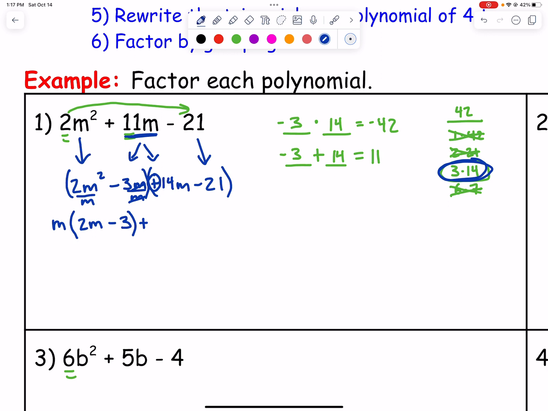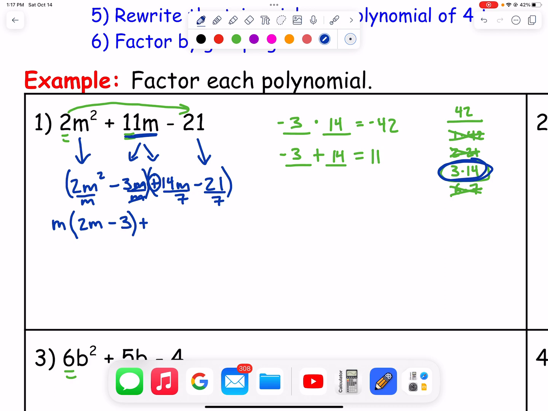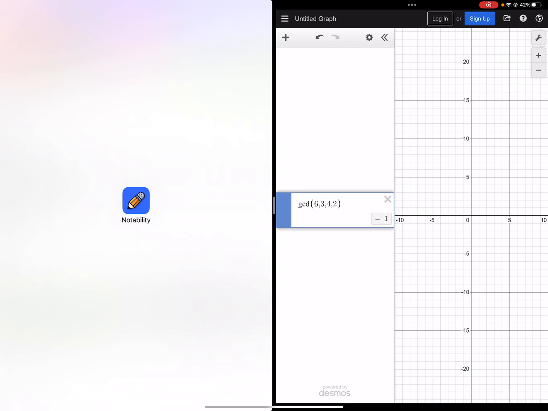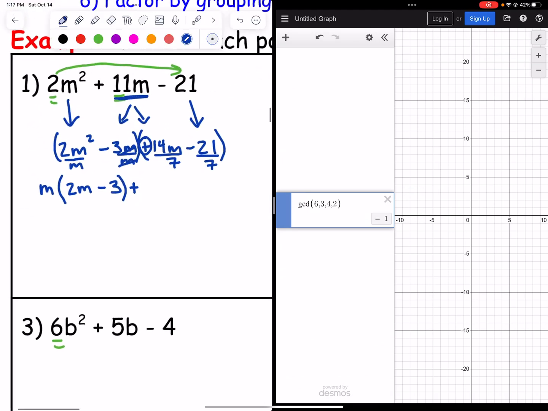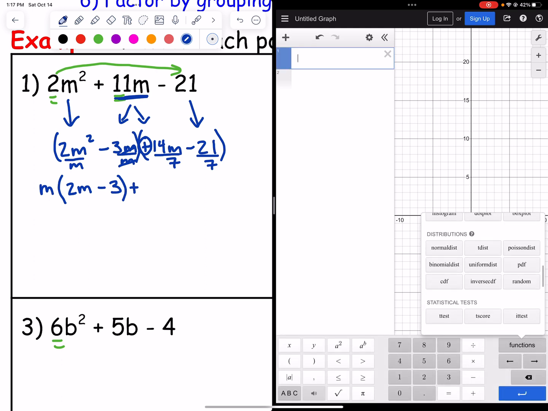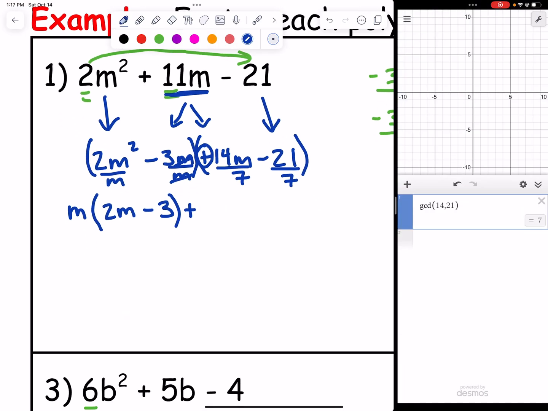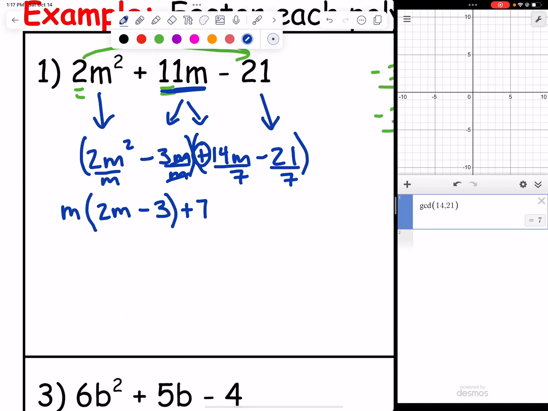And then 14 and 21: 14 will not go evenly into 21, but they will both divide by 7. And once again, let me remind you of that calculator trick that we did earlier in our videos. If you need help with numbers like 14 and 21, remember you can pull up the functions menu in Desmos, go all the way to the bottom, choose GCD, and type in the 14 and the 21. That can help you come up with the largest number you can divide evenly by, which was 7.